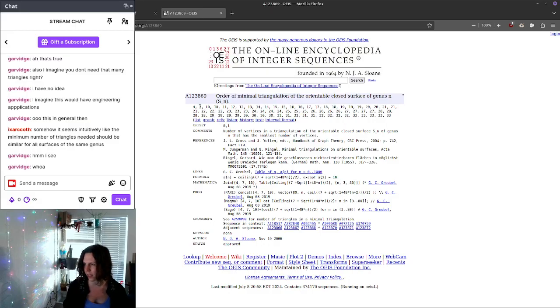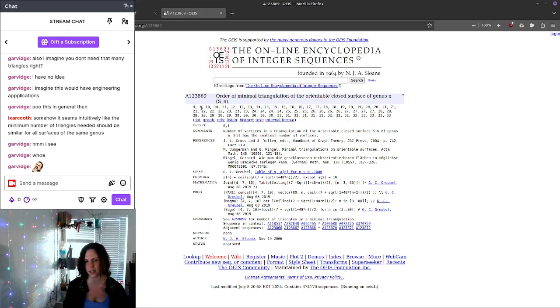Oh, I guess that means, because this is the number of vertices, I said 17 triangles, but that could be me remembering correctly. For whatever reason, I guess these people prefer to do it by the number of vertices. All right, that's great. So apparently this is known.